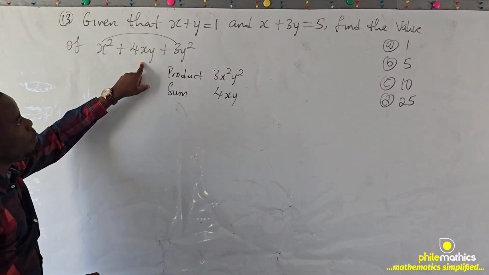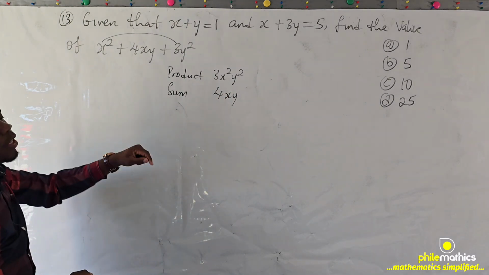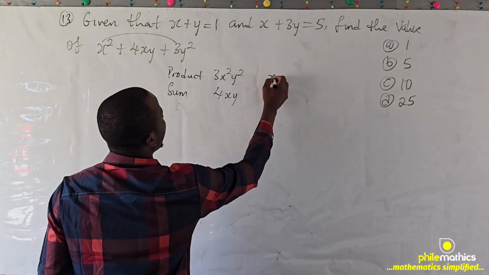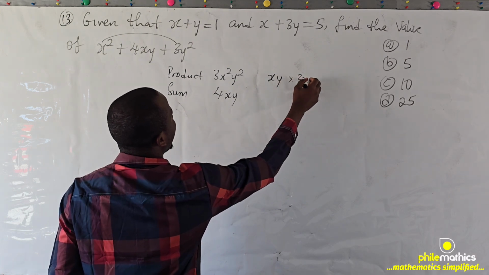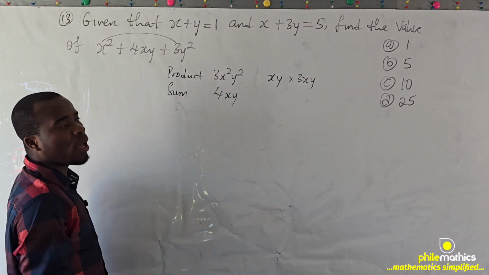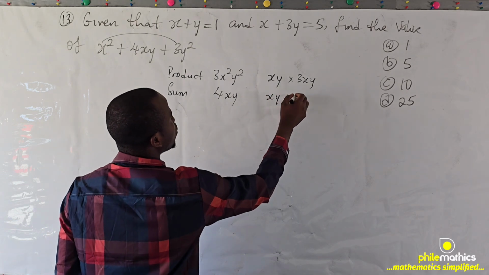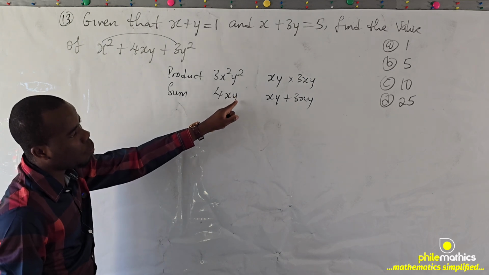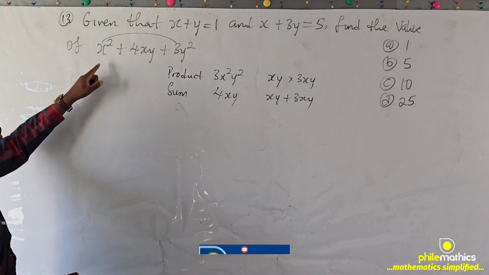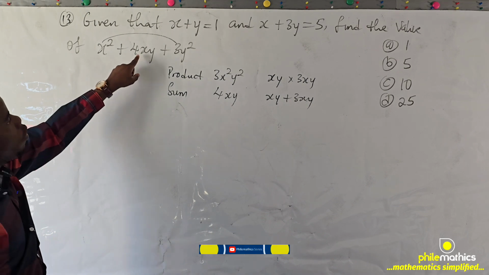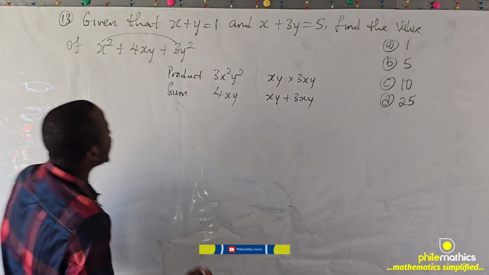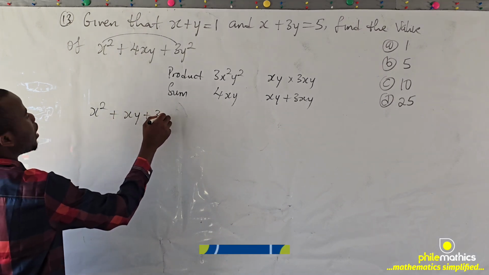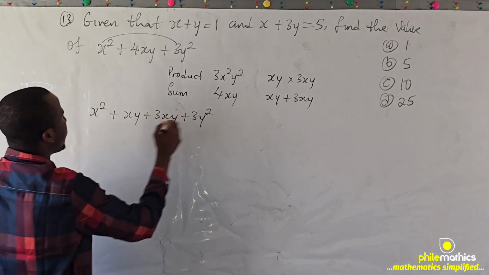The two numbers that come to mind will be xy and 3xy, because xy times 3xy will be 3x squared y squared, and xy plus 3xy will be 4xy, right? And so for us to factorize this, in place of 4xy, we put xy and 3xy. So this will be x squared plus xy plus 3xy plus 3y squared.